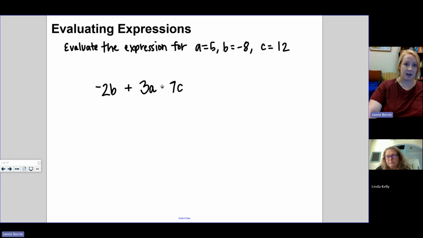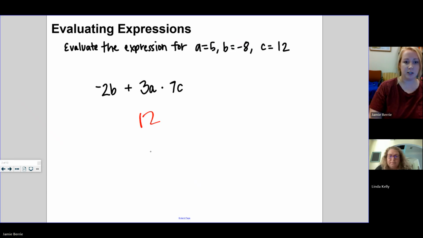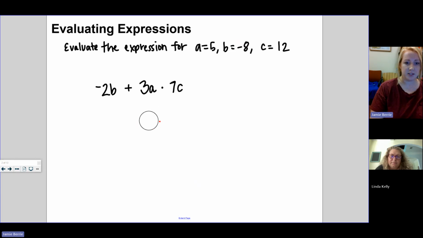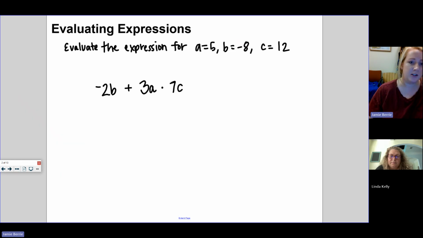So basically, I don't want to see something like this, where I'm asking you to evaluate an expression, and then you just write 12 equals 12. All right, so I want to see your actual work. I want to see your thought process. You don't have to show me every step, but I should be able to figure out how you got from the beginning of the problem to the answer.